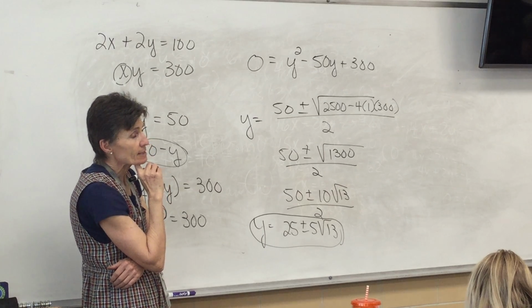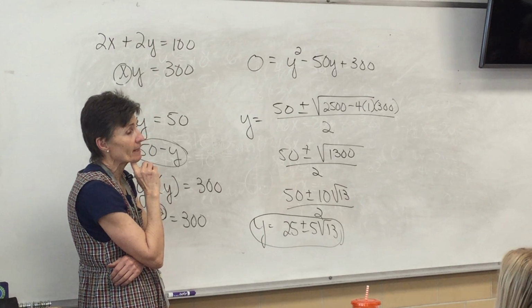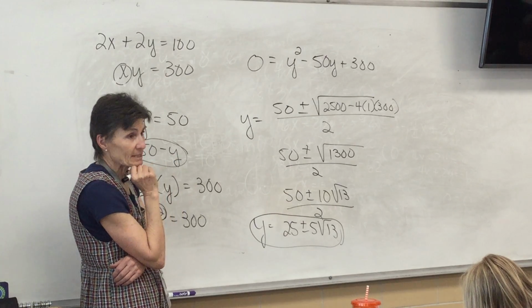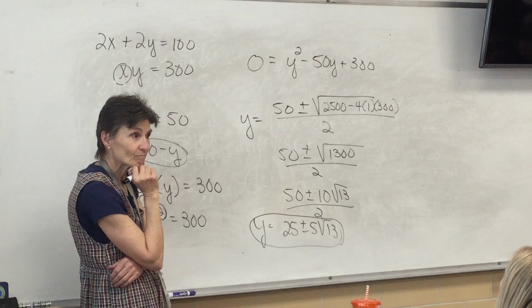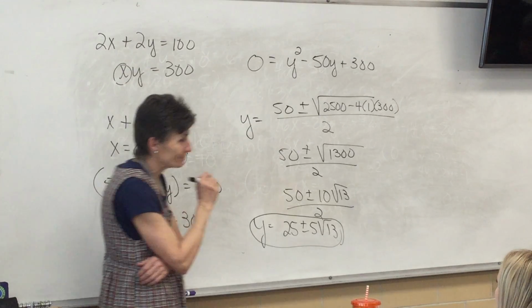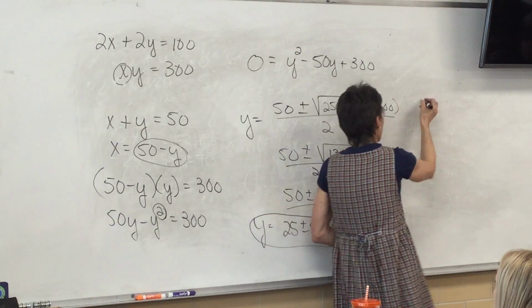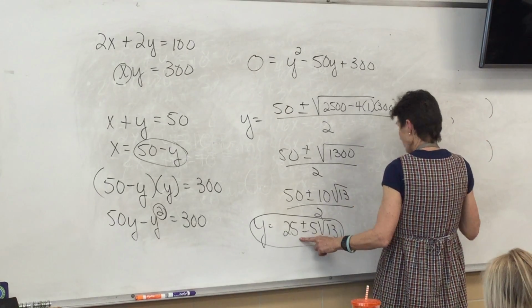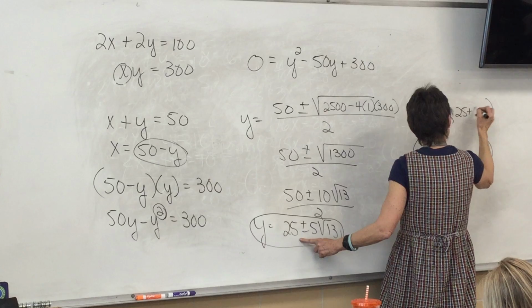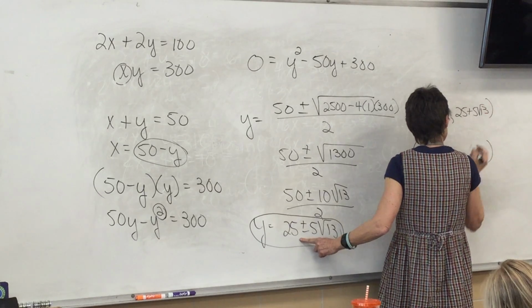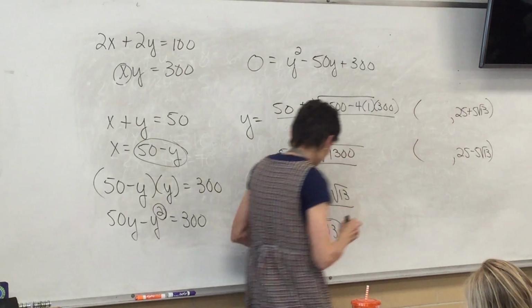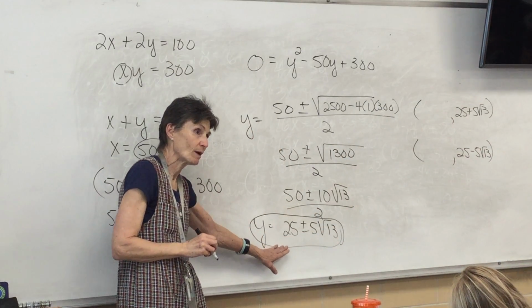As my kids used to say when they stepped in dog poop in the backyard, yucky doo-doo. Guess what you get to do with that number? Plug it in. So you have two answers. The y values are 25 plus 5 root 13 and 25 minus 5 root 13. Does everybody understand that? That's what came out of my quadratic formula.